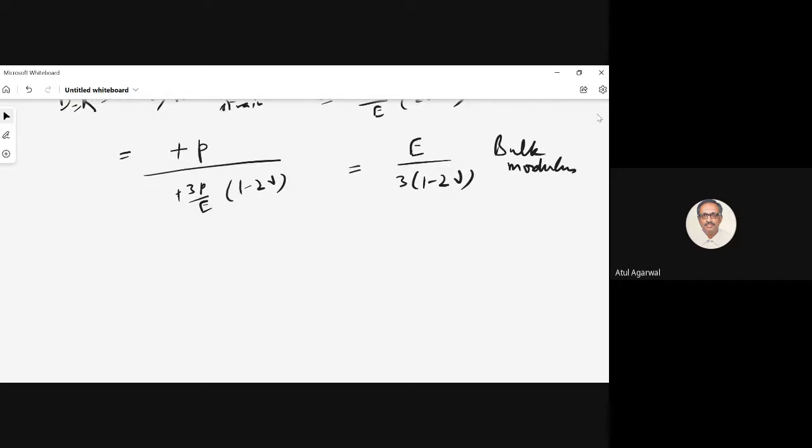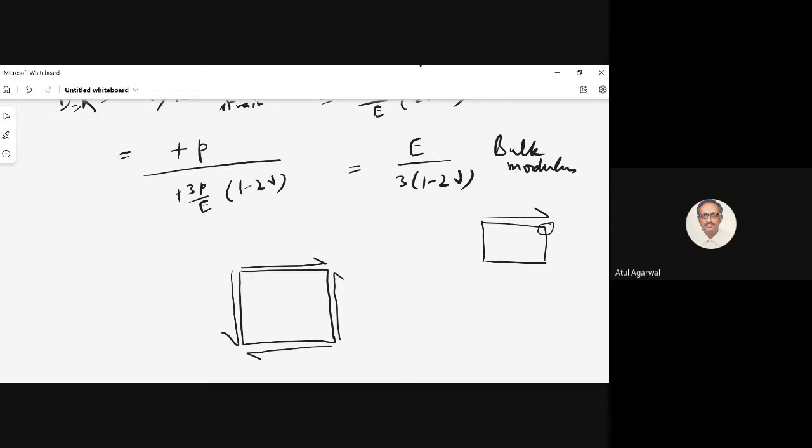How do you get shear modulus? For that, you have to apply shear stress. You see, if you just apply shear stress on this face, you are having a problem here. You are not satisfying moment equilibrium. That's violated.